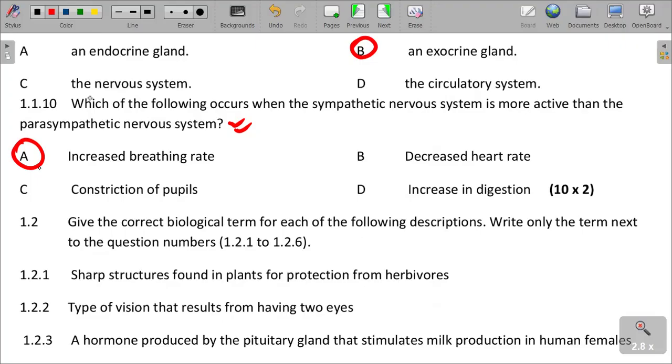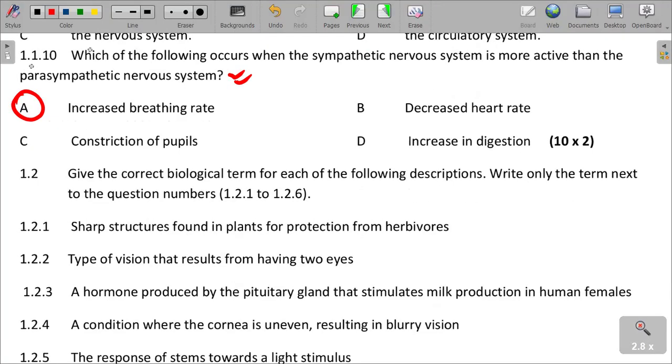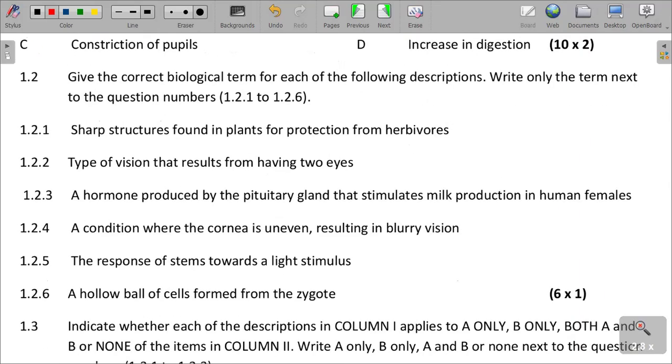The parasympathetic system helps to control the rest and digestive processes. It works effectively when a person is inactive, and it is there to increase the liberation of energy from food eaten. So increase in digestion takes place during the parasympathetic nervous system. We give the biological terms for each of the following descriptions that are given.